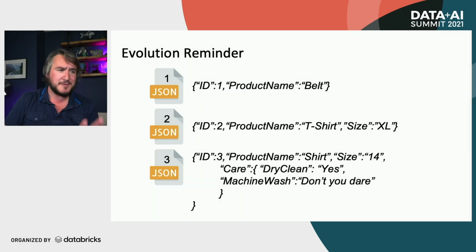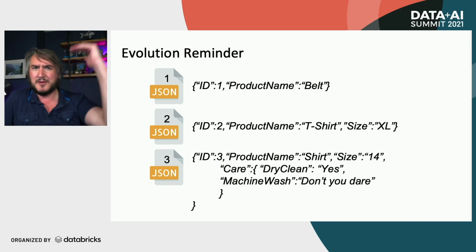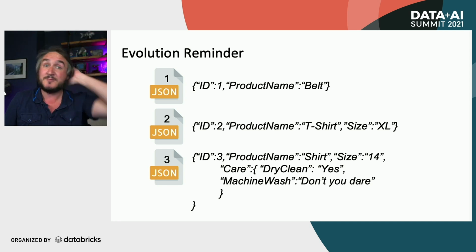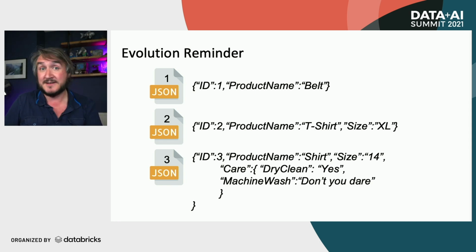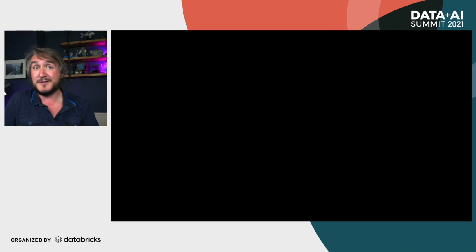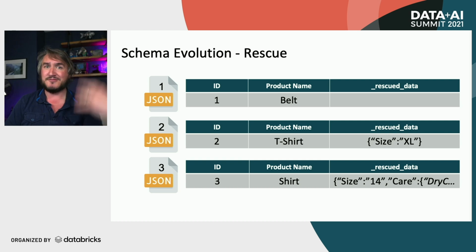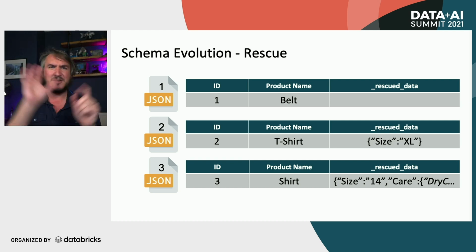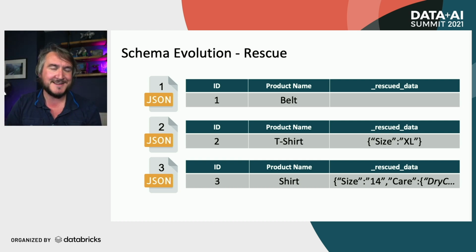As a quick reminder of the things we're looking at in terms of evolution, we've got those 3 files. So we're expecting ID and product name. And then we've got ID, product name, and size. And then we've got a load of extra information. If we're dealing with rescue, if we're saying I want a rescue column, we'll end up with something that looks a bit like this. So I'll have my 3 records in there, and I'll have ID and belt and nothing in rescue data because we didn't rescue anything.